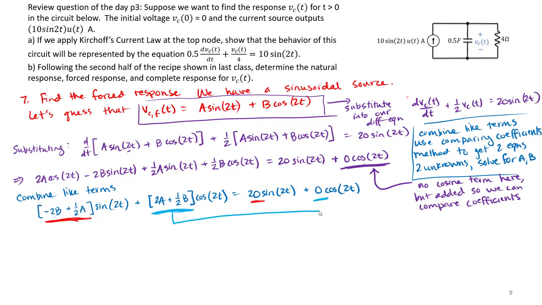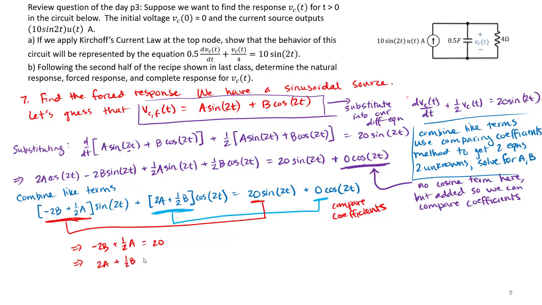And look what happens. By comparing coefficients, we can say that negative 2b plus 1/2 a equals 20. And we can also say that 2a plus 1/2 b equals 0. So if we use a solver, such as Wolfram or your preferred equation solver of choice, you'll determine that a must equal 40 over 17, and b will be negative 160 over 17.